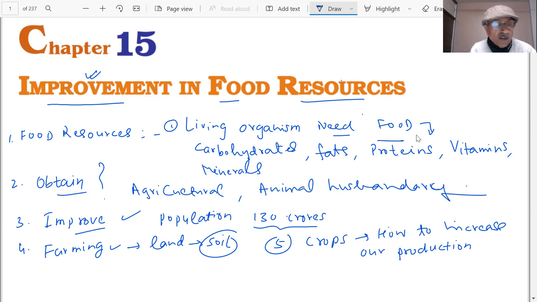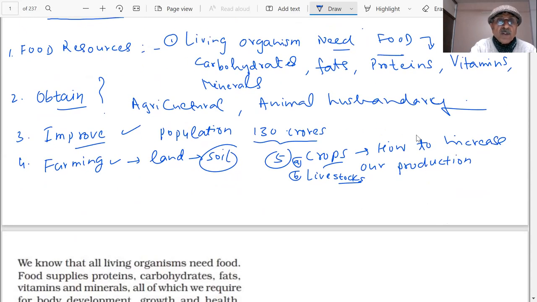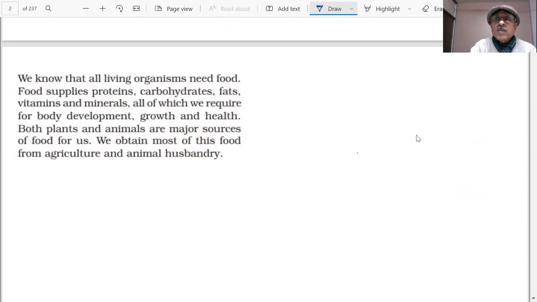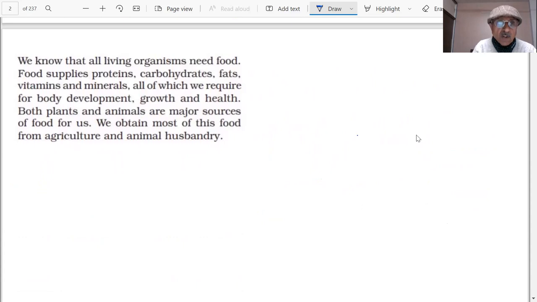There are crops and livestock. So we have to increase their production. These are the efforts to meet the food demand by increasing food production. We have to increase our food production. And we are aware that certain revolutions were arranged in our country, students, in order to boost the production of food. Let us see what we are talking about.